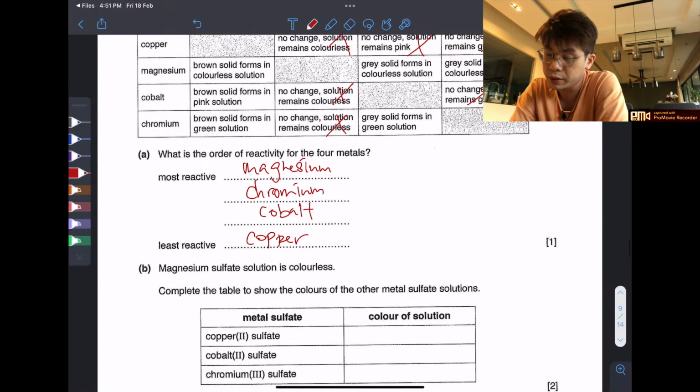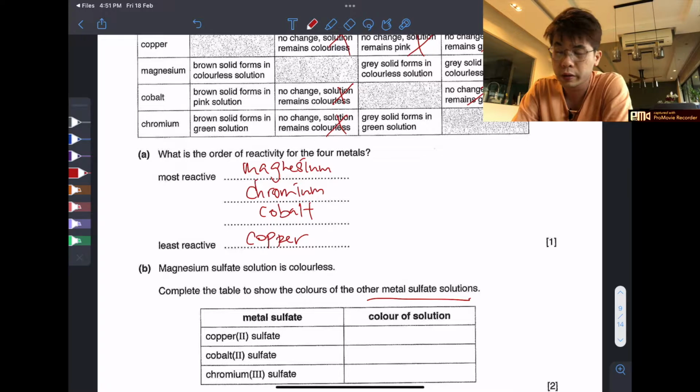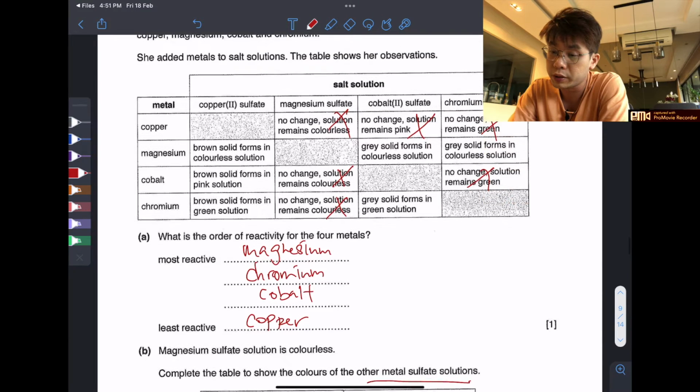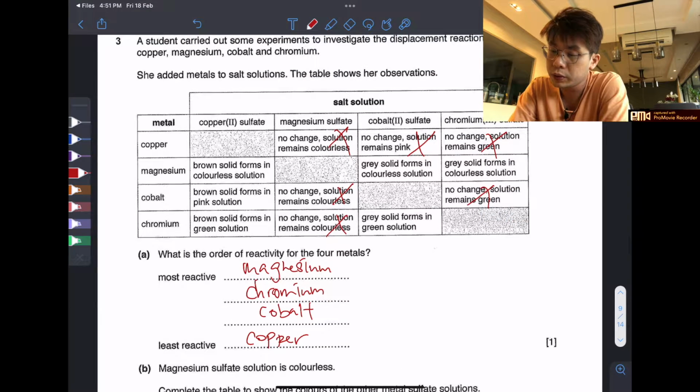Magnesium sulfate is colorless. Complete the table to show the colors of the different metal sulfate solutions. You might worry, how do I know all these things? Copper 2 sulfate you should know, but if you cannot, actually the answer is in the table here. So let's take a look. Over here, we have copper 2 sulfate.